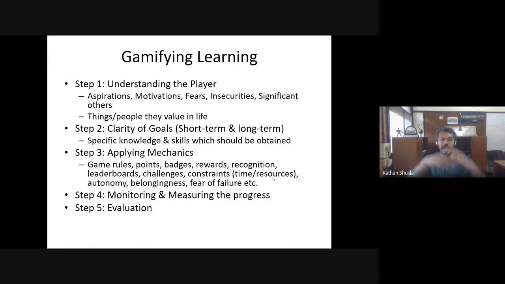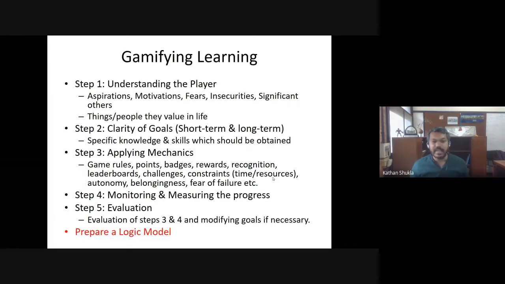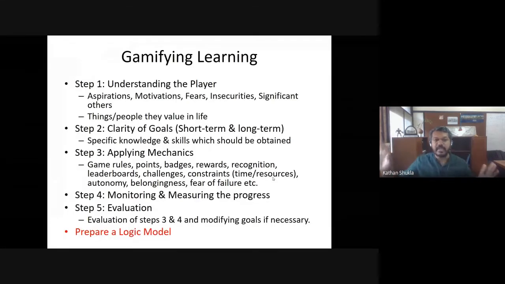And finally, evaluation. Let's say at the end of the entire semester, where have we reached as a group. So this broader evaluation is critical. Now you understand the different steps of gamification. Based on that, we can develop this entire logic model: how all the course objectives are connected with course activities, and how course activities are related to the measurable outcomes, how everything is connected. That sort of logic model we can prepare.